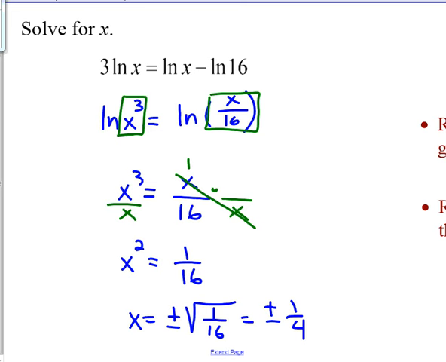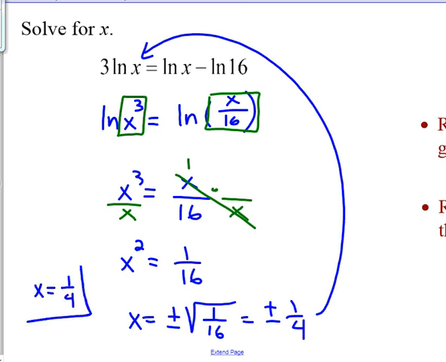But again, I have to think about, do these answers work in my original equation? And per usual, the negative is troublesome. So I cannot use the negative, and so actually my only answer is x is positive 1/4, because the negative is what we call the extraneous solution. Hopefully you are now ready to tackle your homework.